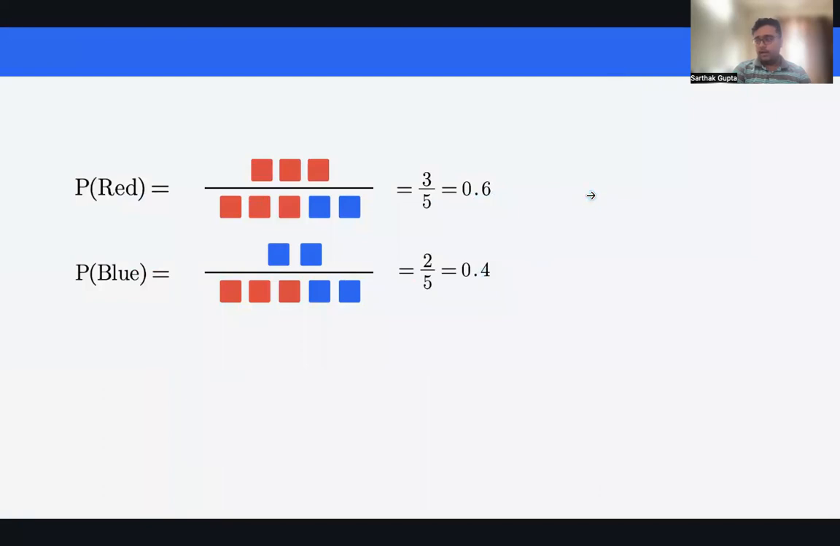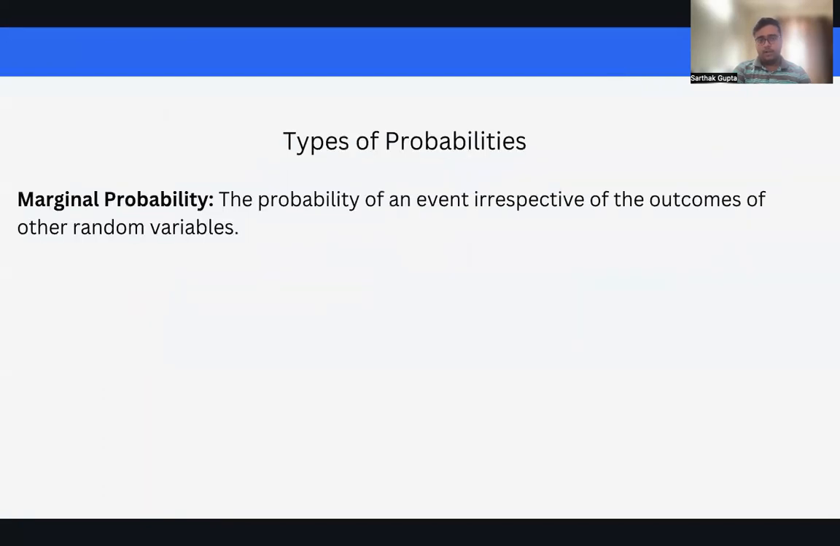Now let us understand the different probabilities. First we have marginal probability. Marginal probability is defined as the probability of an event irrespective of the outcomes of other random variables. So marginal probability is only dependent on that event.